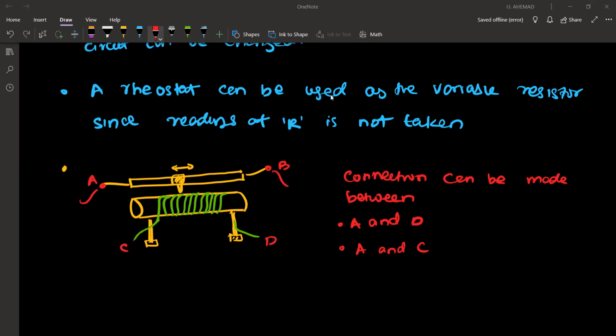So now look, think about A and C. If we make a connection between A and C, will that work as a variable resistor?